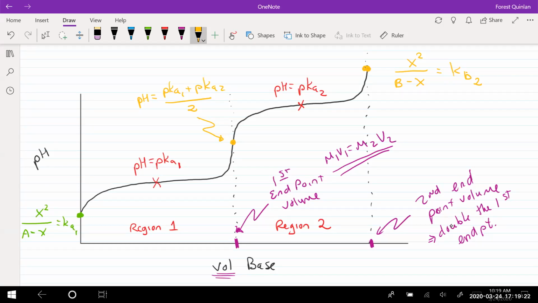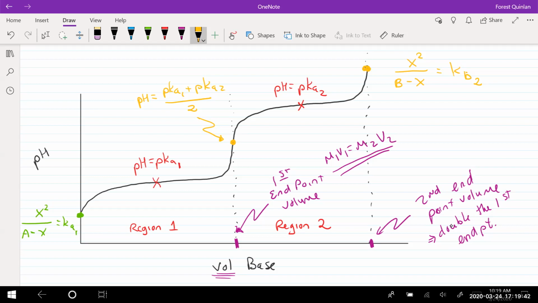But I just want to point out that our intuition here is going to serve us well in doing most of these problems. This problem is really no more difficult than a monoprotic, and you can be sure I'm going to give you a polyprotic on your exam. I'm just going to point that out.